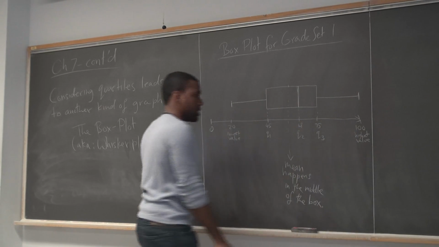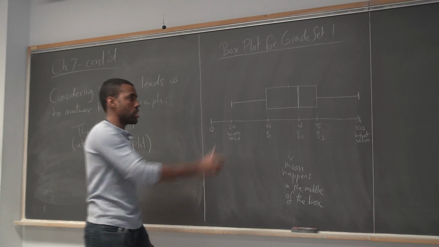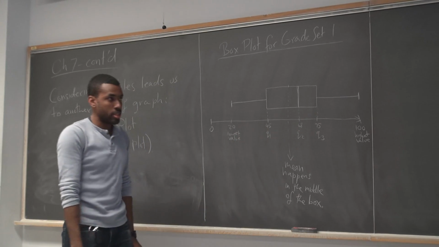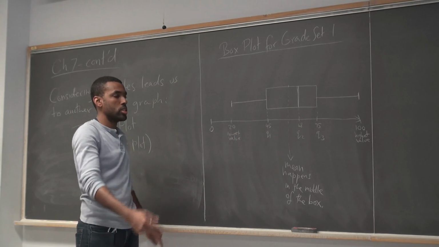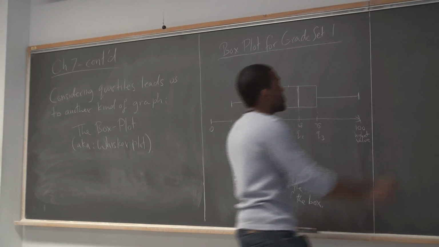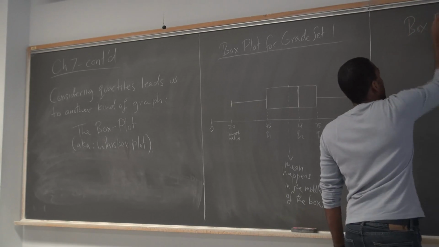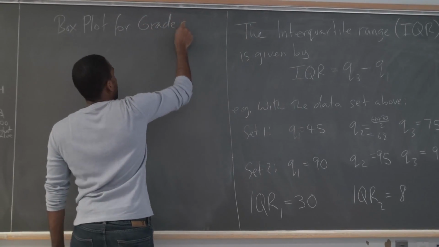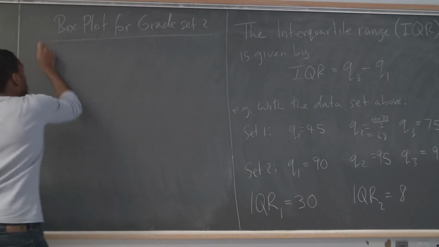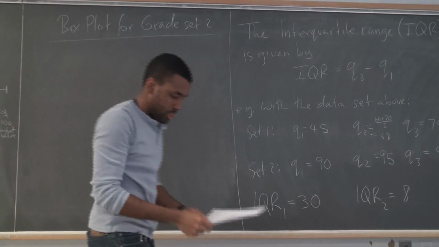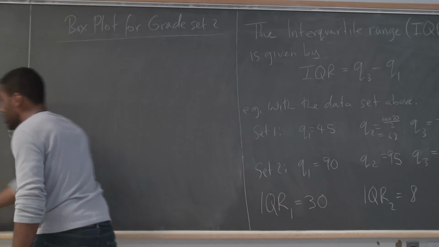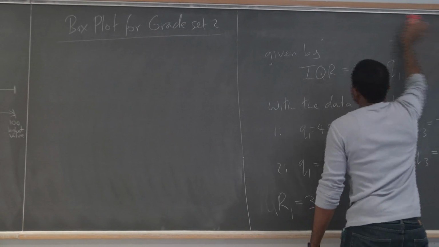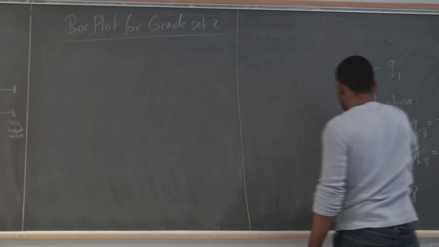So that's the idea. Sometimes the range doesn't give us enough information, so we start to look at interquartile ranges. How does the data in the middle behave? Because a lot of times that tells us a difference that just the range doesn't. What does the box plot for grade set 2 look like? Take some time and draw that. It shouldn't be too difficult.